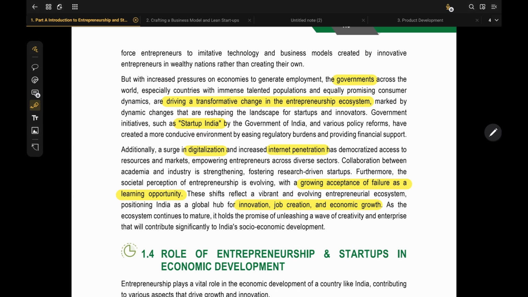Additionally, what are all the benefits for entrepreneurs? What are the advantages they are getting is digitalization, internet penetration. So we have democratized access to resources and market. Everyone has access to resources and market also. Everyone can start a business. They have reduced the regulations. They have brought new schemes like that. It is easy to do business.